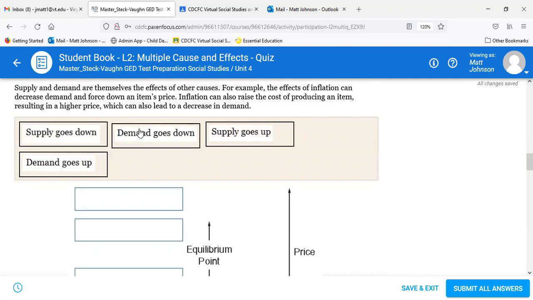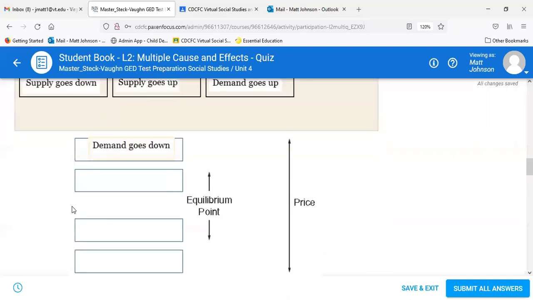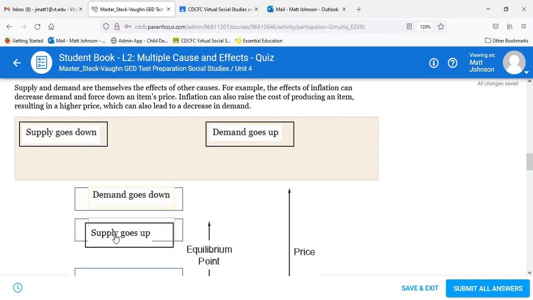Oh, the third one. So it's at the top. This is kind of confusing. Yeah, this one's not real straightforward. So demand goes down. Oh, goes down. Yeah. Then supply goes up. Supply goes up. Yeah. Right.